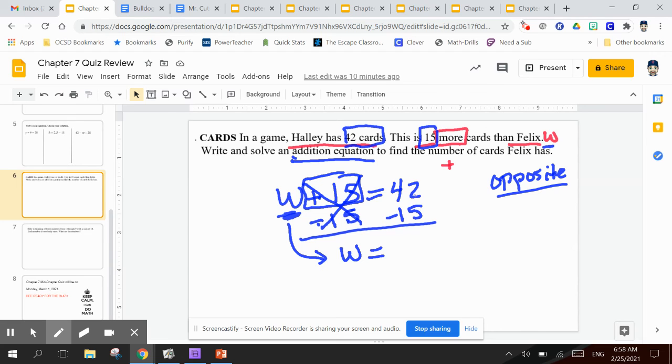I can't take 5 away from 2, so I have to regroup. Take 10 away, add 10 ones. 12 minus 5 is 7. 3 minus 1 is 2. And we're talking about cards. Make sure you have a label.